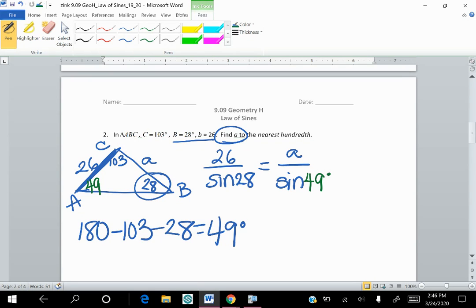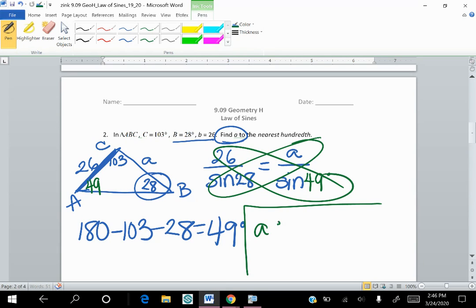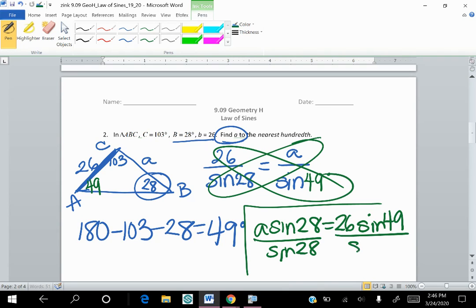I can substitute that into my law of sines and now cross multiply. So I have A times sine 28, make sure the A goes in front of that, please, equals 26 goes first, then sine of 49. To solve for A, we're going to divide both sides by sine of 28.